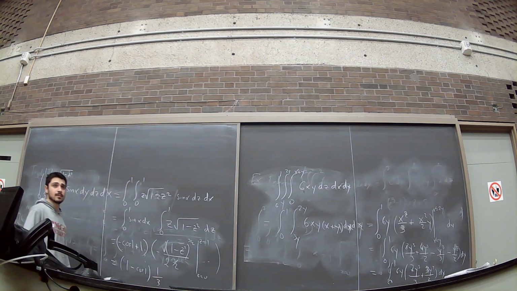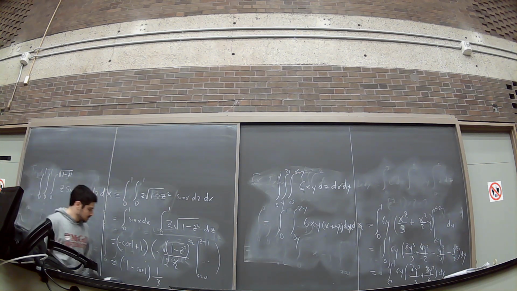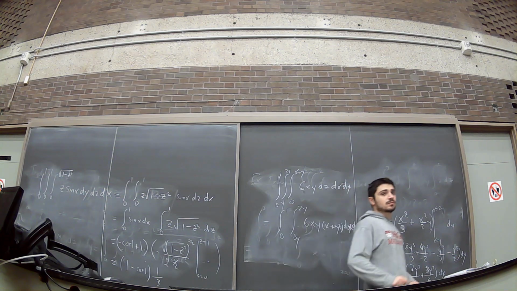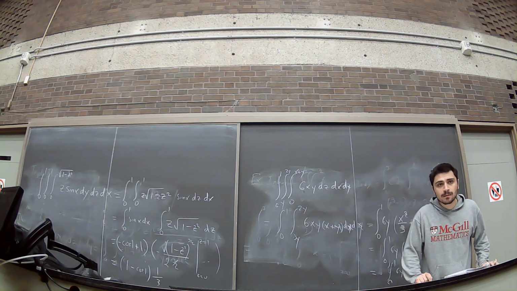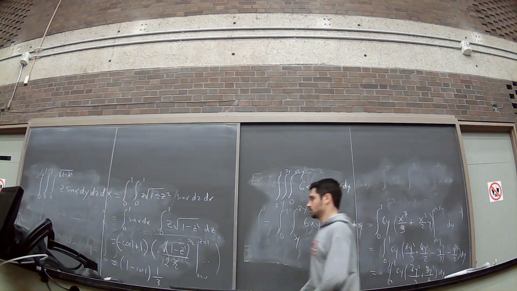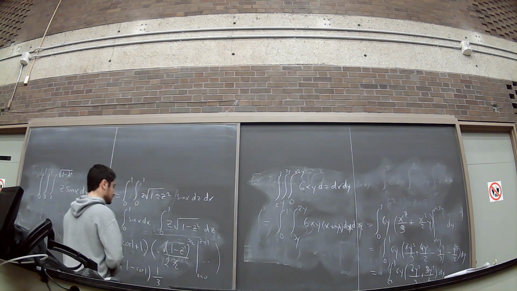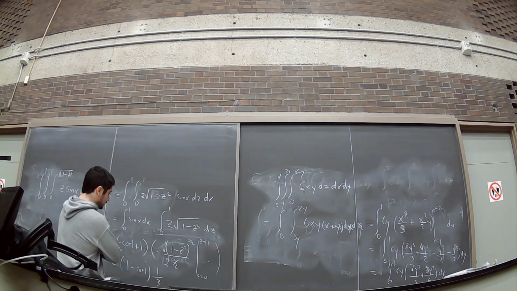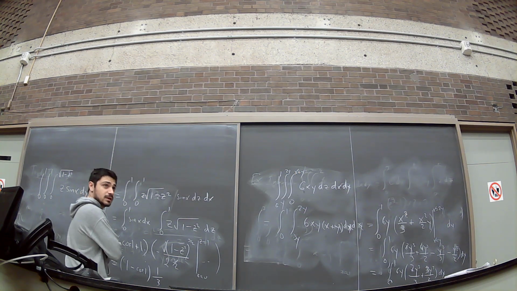Do you get this? 3 halves times minus 2z, so is that what we got? Is that what we got or not? Did we get this? Could be wrong, let's see. 3 halves, minus 2z. We got this? Yeah? Great.